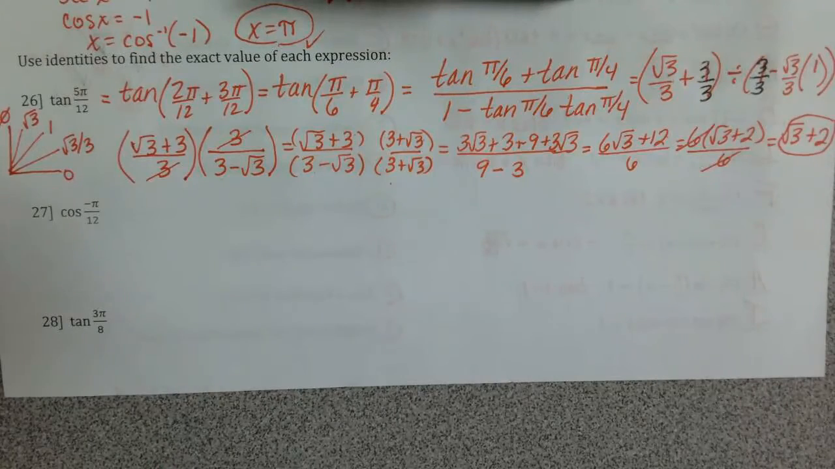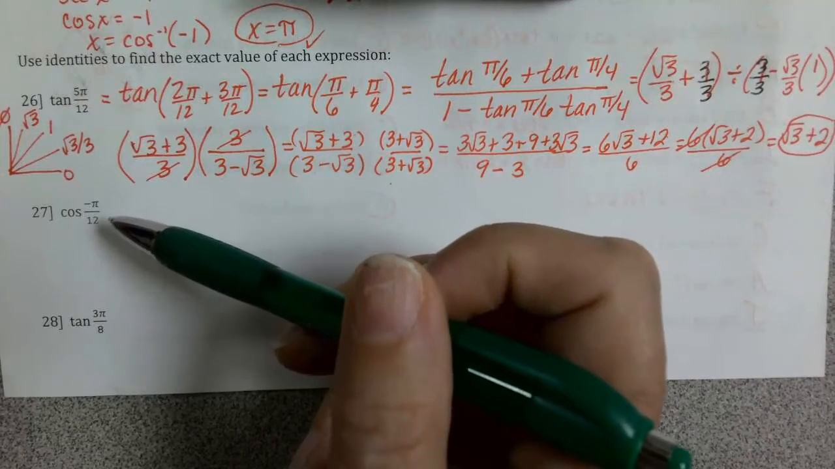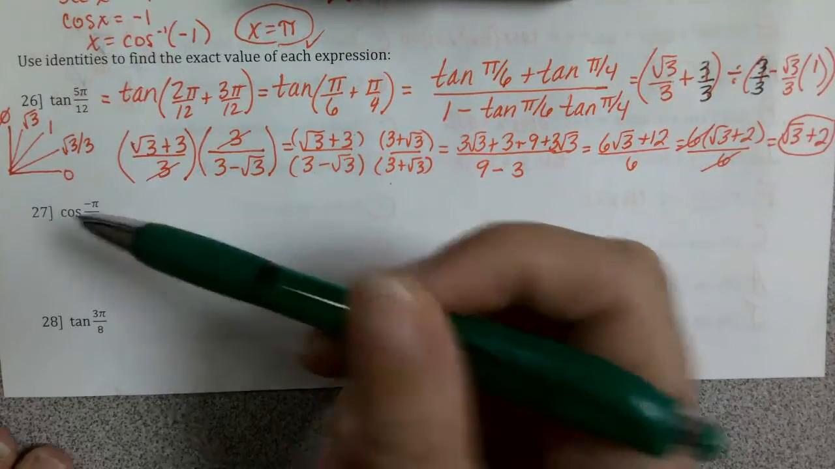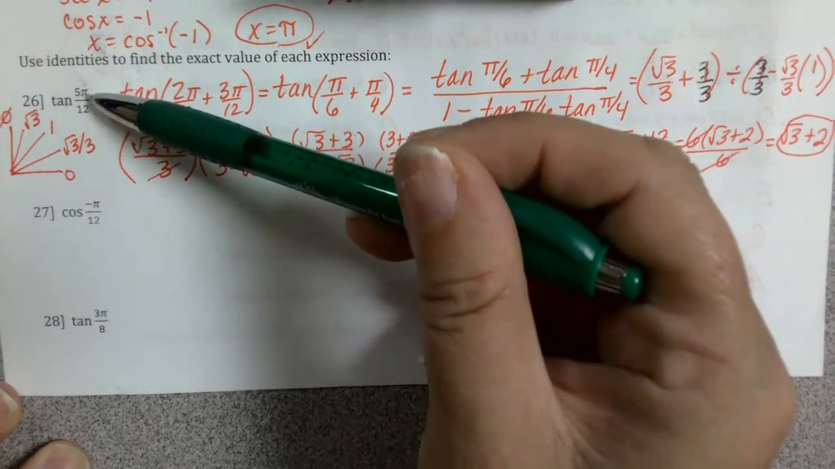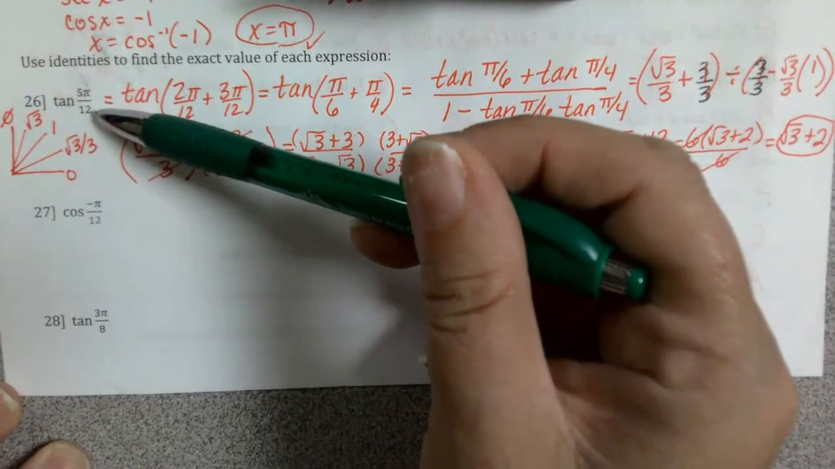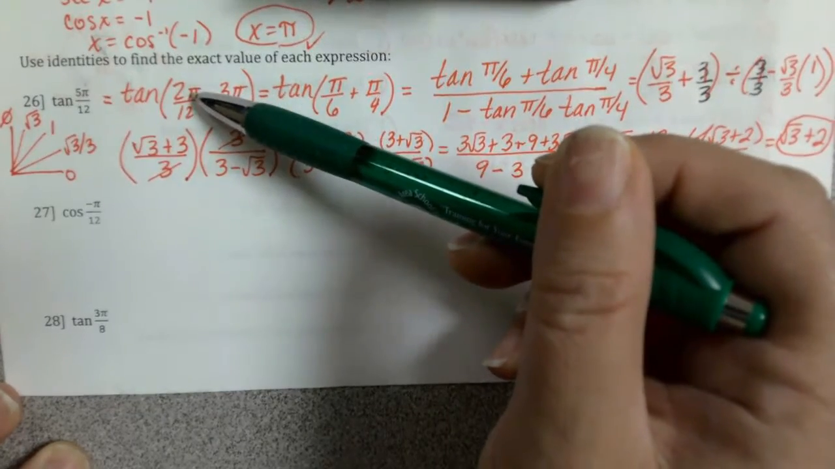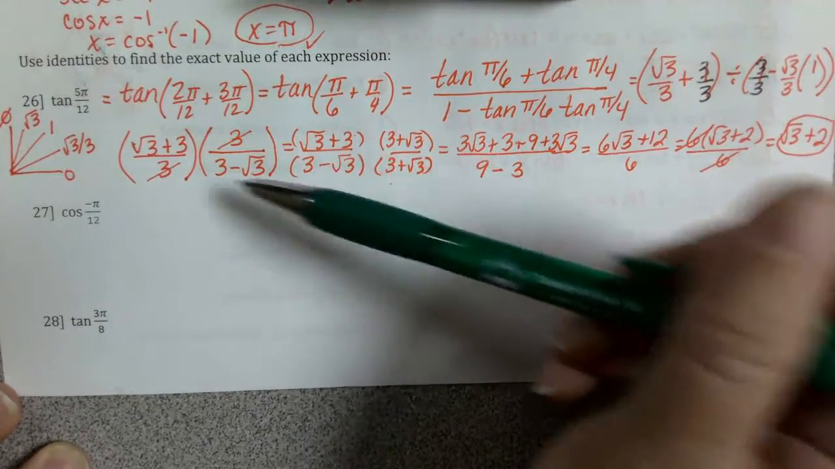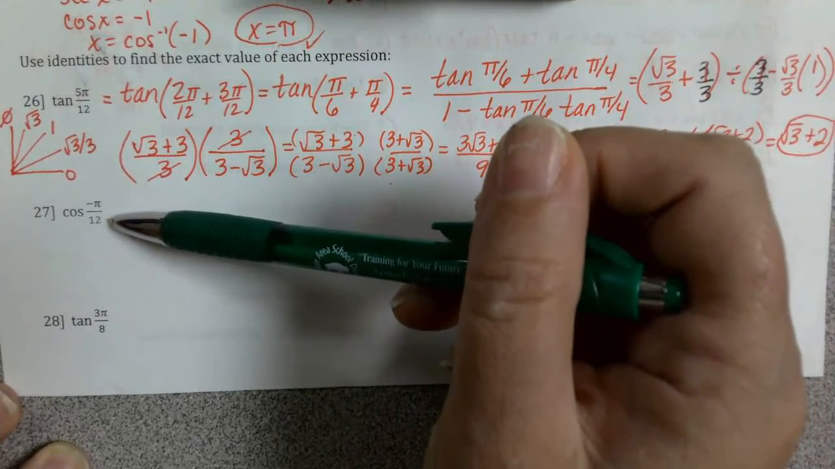In number 27, we want to evaluate the cosine of negative pi over 12. And just like we did in number 26, we worked with this denominator of 12. In 26, we found two angles that added to be 5 pi over 12, but reduced to be special angles in the unit circle.